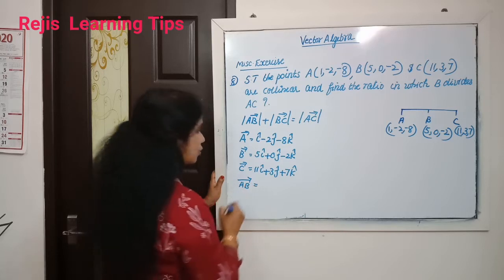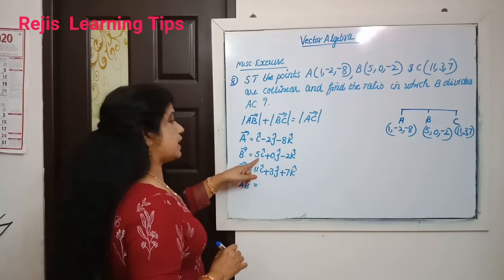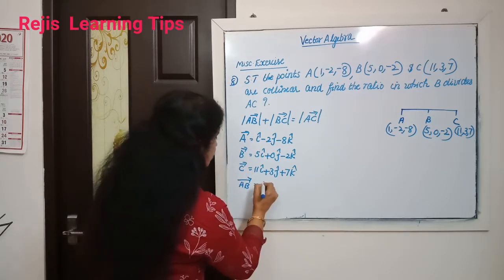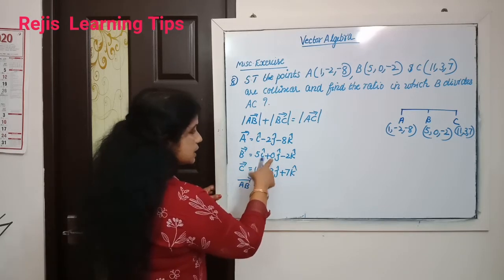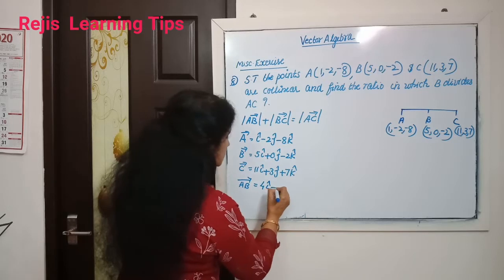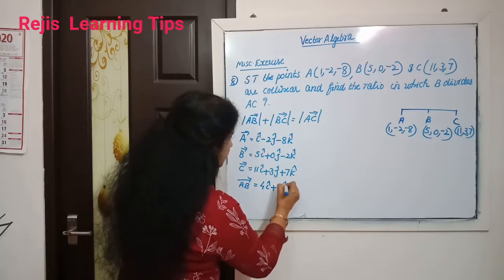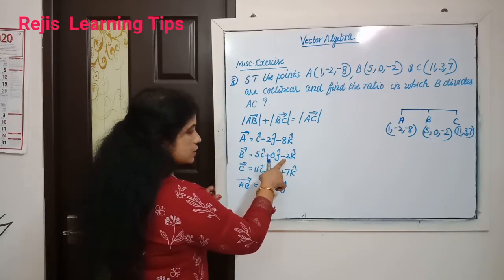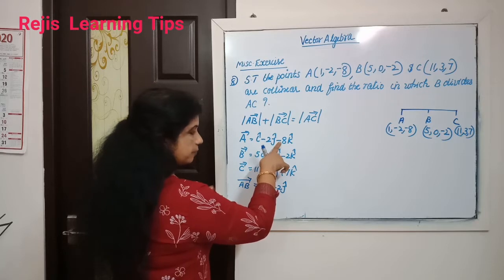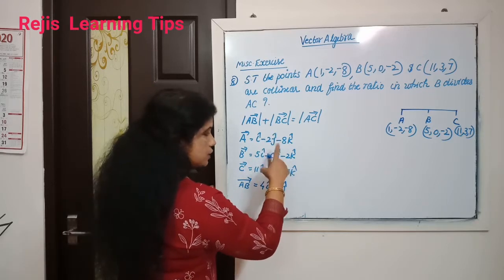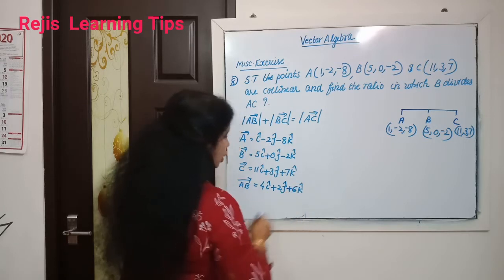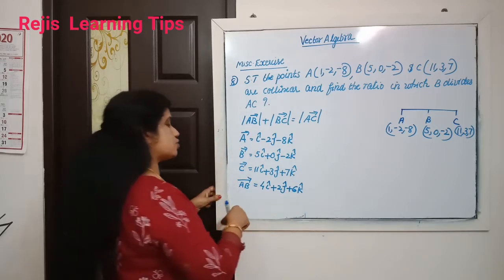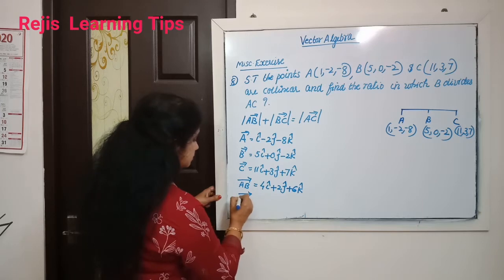Vector AB is equal to 5 minus 1, that is 4i cap. Then 0 minus of minus 2 means plus 2j cap. Then minus of minus 8 that is minus 2 plus 8, that is 6k cap. Okay, then next vector BC.